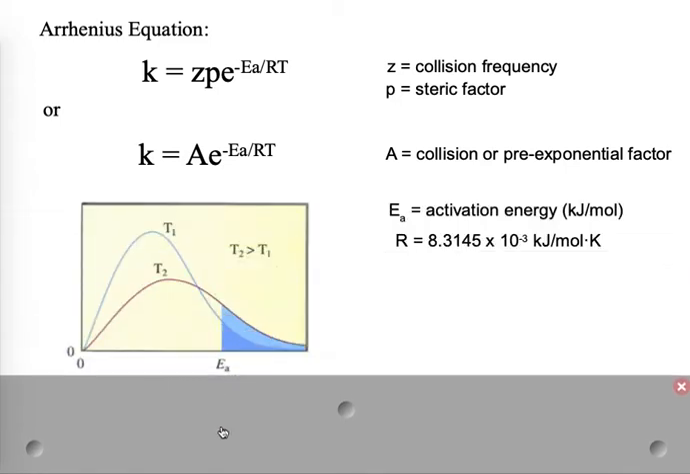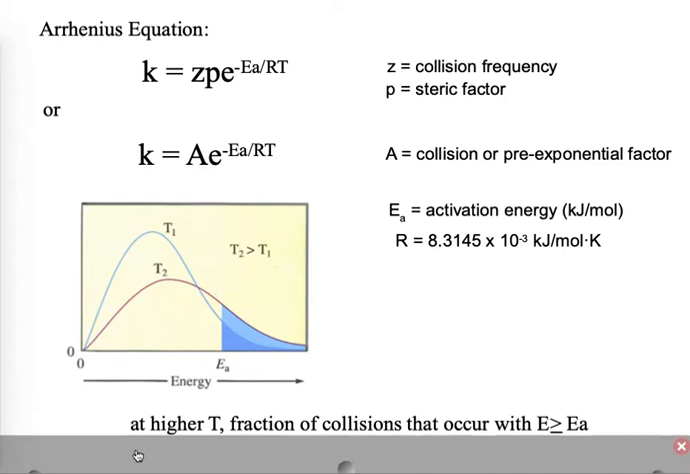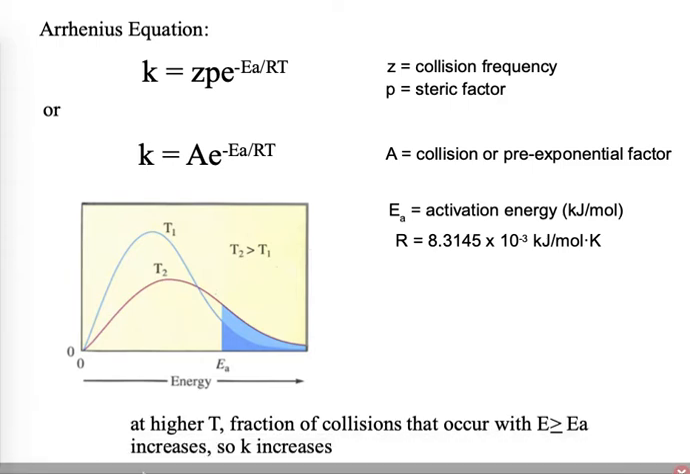Okay? And we can imagine that by looking at what's called a distribution curve. On this graph, we have the fraction of collisions that occur with a specified energy on the y-axis as a function of energy. If we look at the T1 graph, which is the blue line, we see that very few collisions occur with low energy, very few collisions occur with high energy. Most of them occur with an energy right around here. Now, on the x-axis, you see the activation energy.